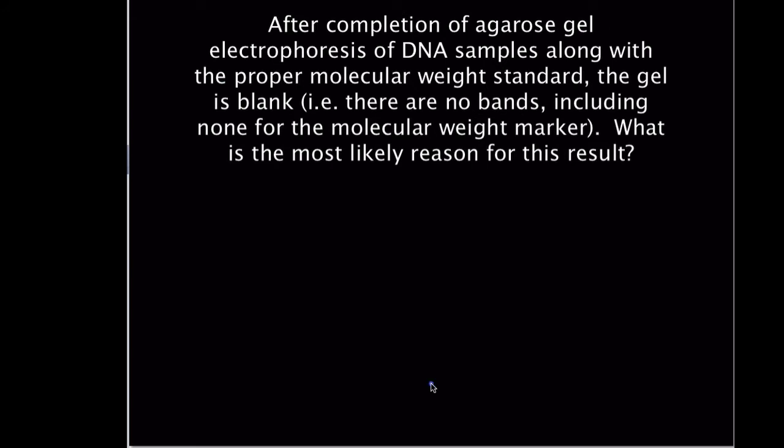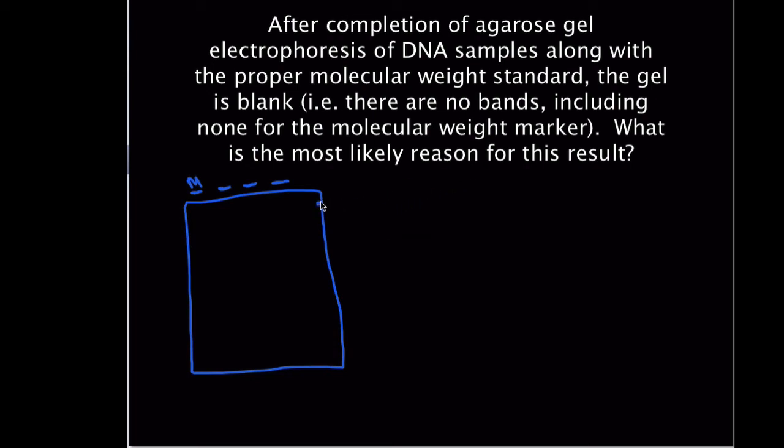Now another question: after completion of an agarose gel electrophoresis of DNA, along with the proper molecular weight standard, the gel is blank. So in other words, you have an agarose gel. You ran, let's say in lane 1, your marker. In lane 2, you ran your controls, positive control, negative control, sample. There are no bands at all. None. You stain it and there's none. What's the most likely reason?